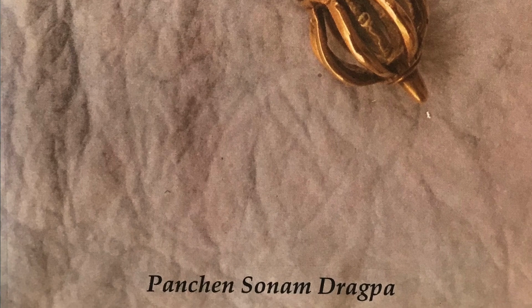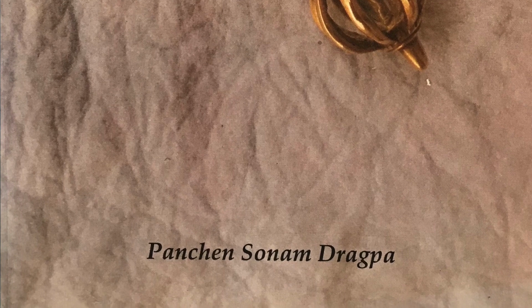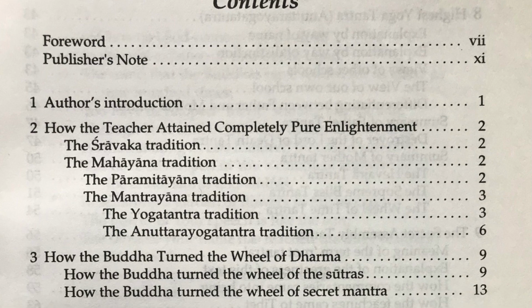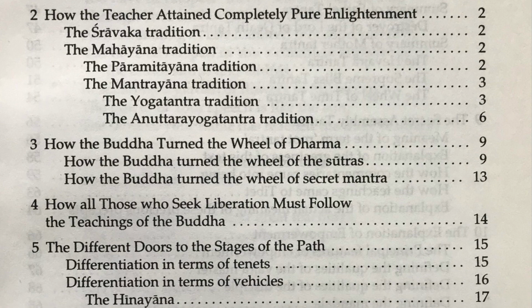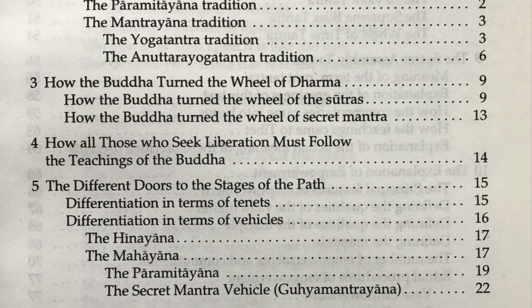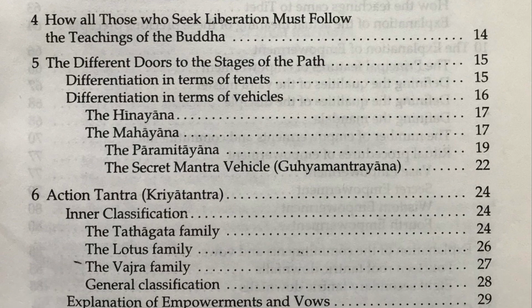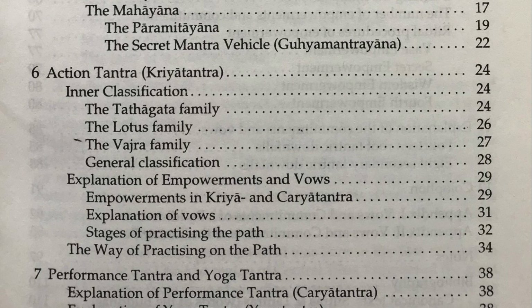This is by far the easiest and the best book to look at for understanding the classifications of Tantra. And there's mainly four classifications: Kriya, Charya, Yoga, and what's called Anuttara Yoga. These also have subcategories within them, but we're not going to go into that.